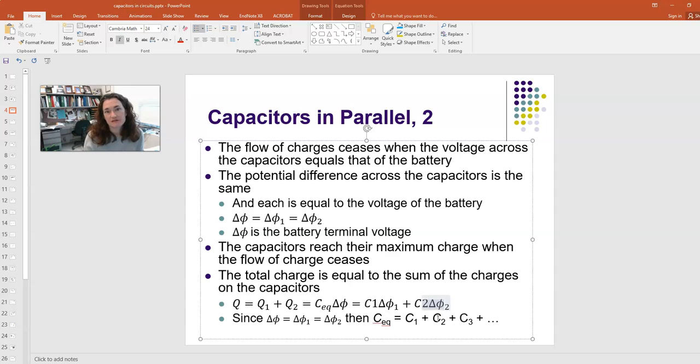Now, I derived this equation for just this simple little circuit. However, the fundamental principles are the same no matter how many parallel branches you might have. And so when you have the equivalent capacitance for parallel branches, you just sum up the capacitance of each branch. So C_EQ would be equal to C1 plus C2 plus C3, over however many parallel branches you might have.